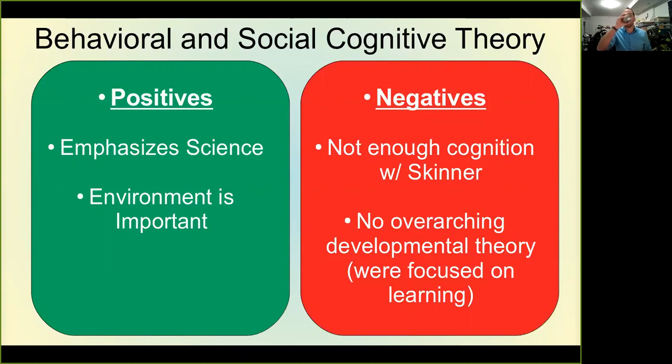So with that, some negatives. The strict behaviorism did not allow for a look at what was happening in your mind, your cognition, what you were thinking, what you could plan yourself. It was strictly looking at behaviors. And there was also no overarching developmental theory. So that was a weakness at the time.